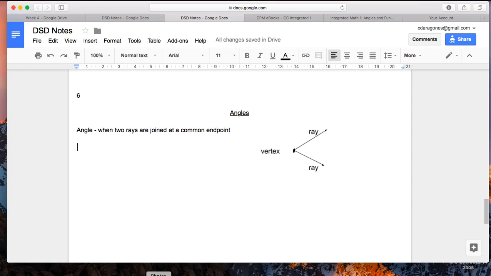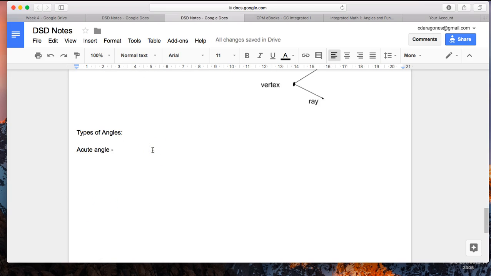Okay, so there are different types of angles. This may be something you remember from your old classes, but there are different types of angles. The very first angle that we're going to learn about is an acute angle. So we should call this types of angles. Actually, you know what? Let's erase that. Let's learn first about right angles. I think that's a good place to start.